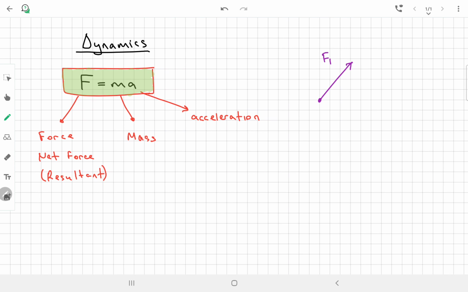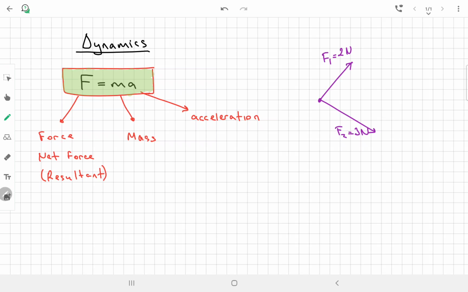F1, let's say 2 newtons, and the second force F2, let's say it is applying in this direction, equal to 3 newtons. So we have two forces, 2 newtons and 3 newtons, for example, as shown in this figure, and these two forces are acting on an object. And we know that this object will move under the influence of these two forces.